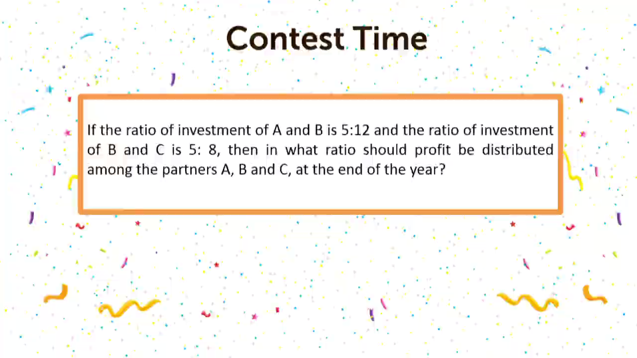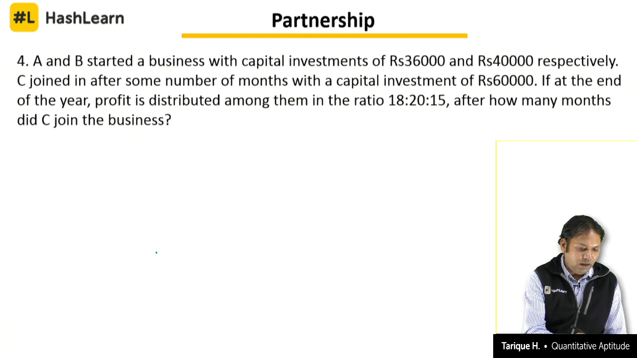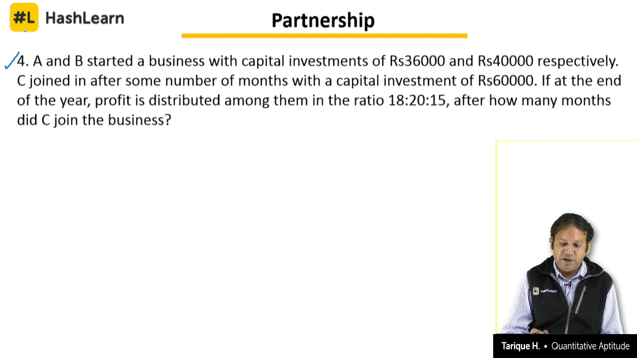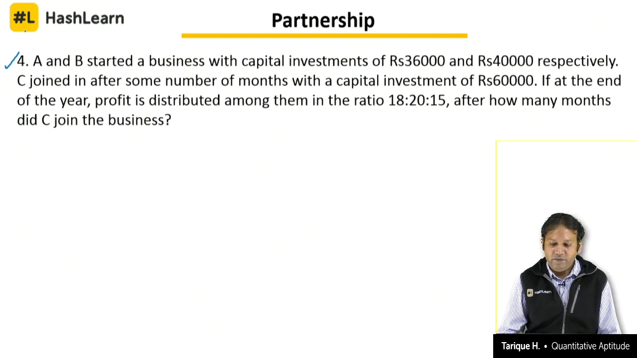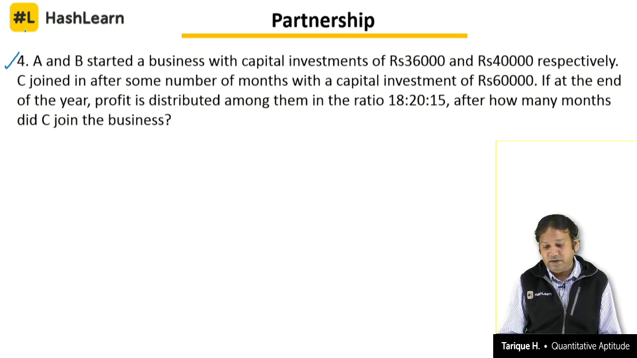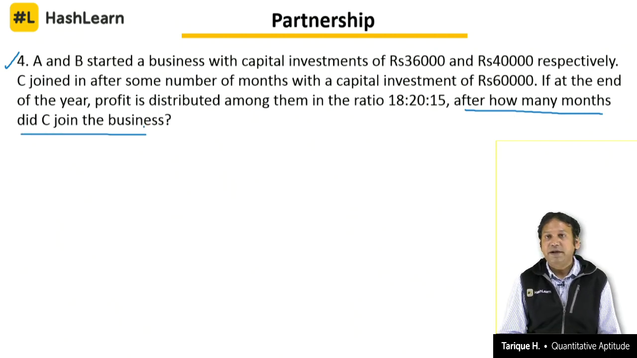Now to continue with the concept of partnership, let's take a few more questions and understand. Let's take the 4th question, a very different one. A and B started a business with capital investments of 36,000 and 40,000 respectively. C joined after some number of months with a capital investment of 60,000. If at the end of the year profit is distributed among them in the ratio 18, 20 and 15, after how many months did C join the business? This is a very different question compared to the previous one.